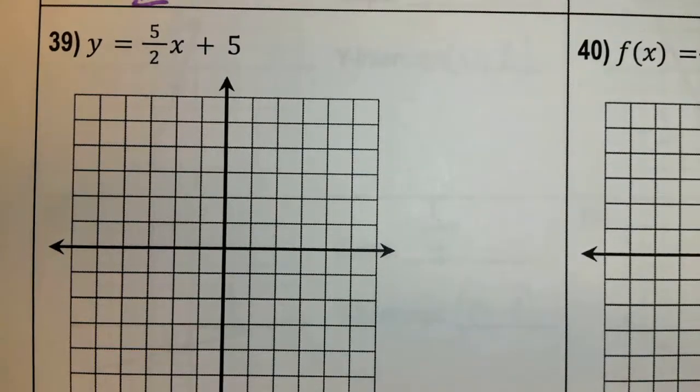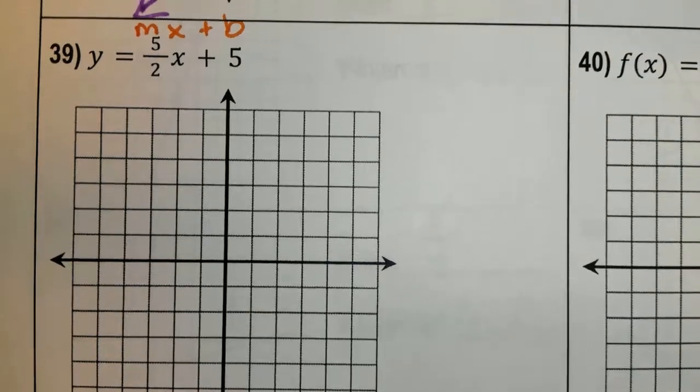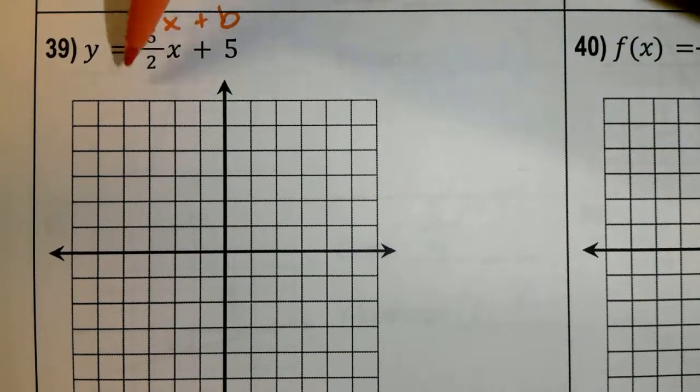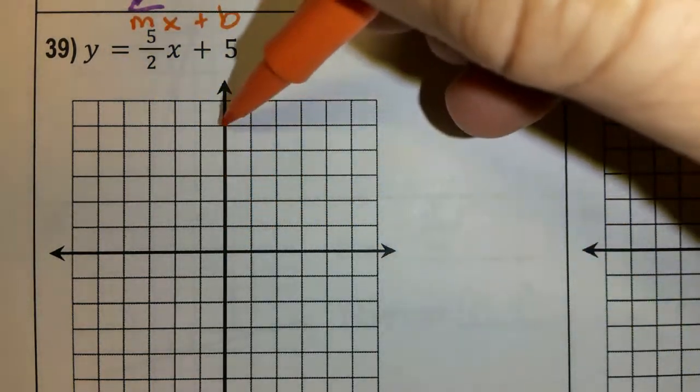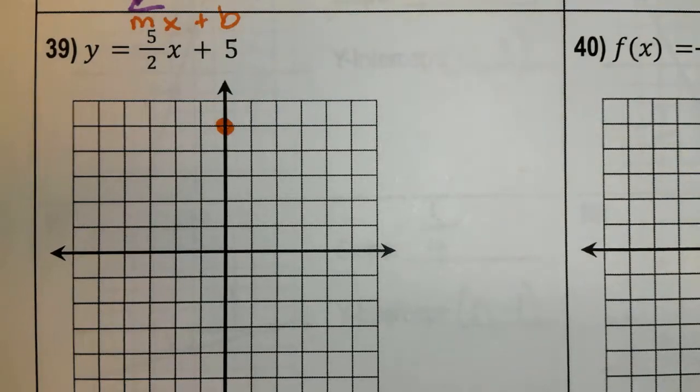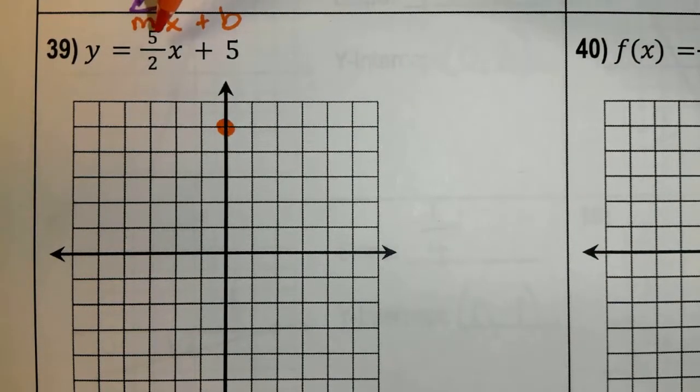All right, 39. I have mx plus b. Okay. So I have a fraction already. I don't have to change or add anything. And so I begin with b, which is 5. So I go up 1, 2, 3, 4, 5. And my slope is positive, so I go up 5, right 2. Well, I can't go up any further.